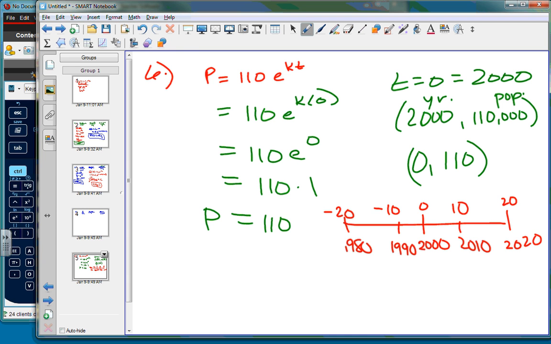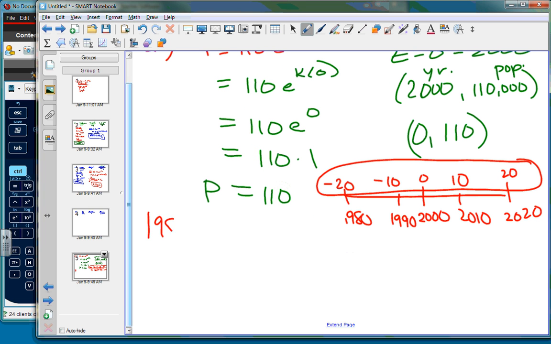Now, which are we using, the top or the bottom? We're using the top numbers. Do we understand that? So what we have going on here is 1980 corresponds to 74,000 people, which gives me the ordered pair (-20, 74). Do we see that, yes or no? Why did I go from 74,000 down to 74? Because it tells me in the problem that P is in thousands. Yes or no?